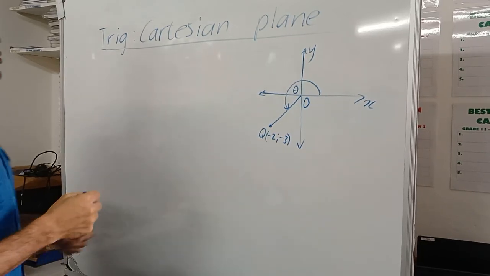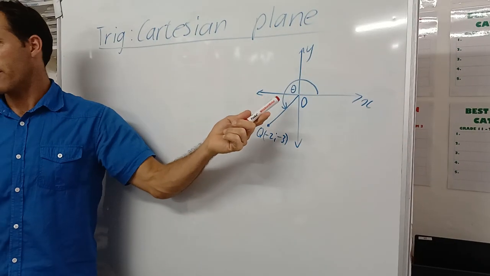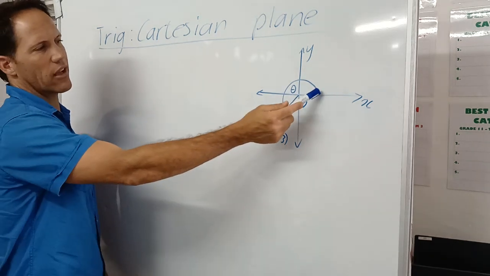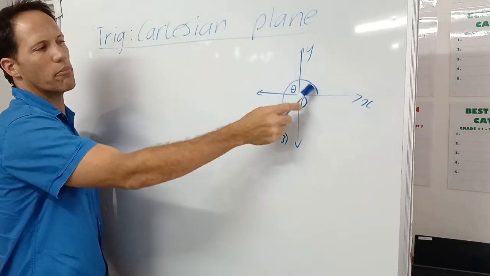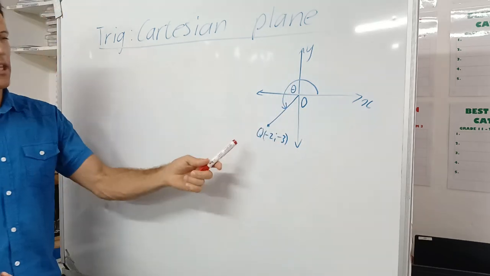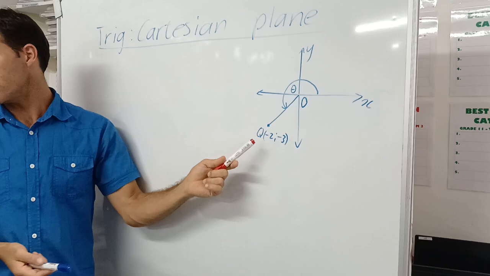Okay, let's say we just call it theta. We don't call it 135 or 270 or 250 or whatever. We just say it's an angle theta. Forget about how big the angle is. Let's just call it theta. And let's say we give you that it's in the third quadrant.